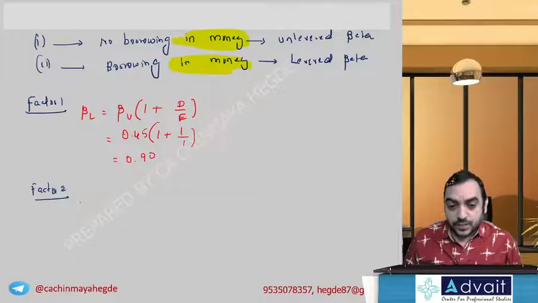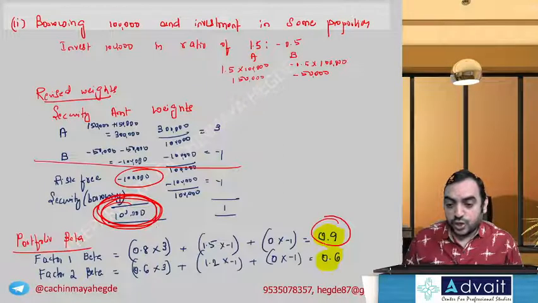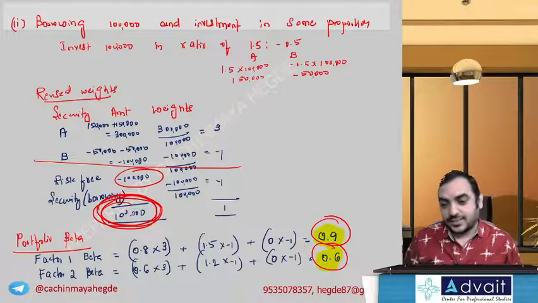Second case. How do you write levered beta for factor 2? It was 0.3 earlier into 1 plus 1 by 1. Debt equity ratio is same, 1:1. So here you get 0.60. That's what you got here, 0.6.